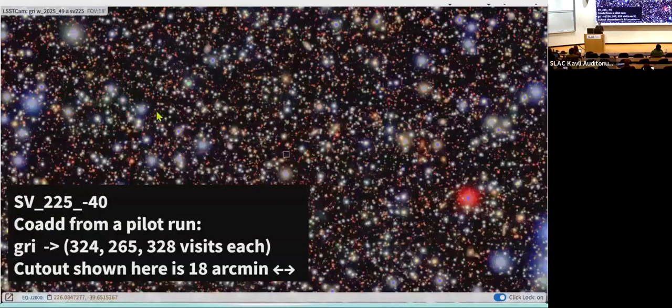The SV225 fields is one of our favorites. This was the one that went out with the survey start announcement as the so-called Ocean of Stars. This has 300 visits in each of the bands, which makes it really great for variability studies and just anything that you need really deep images for.